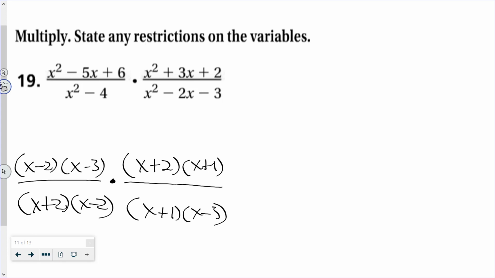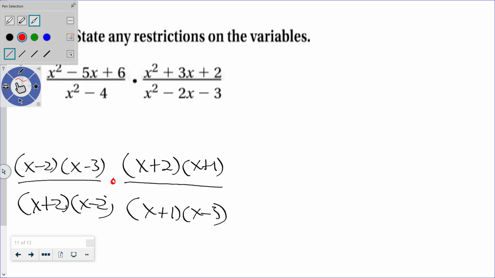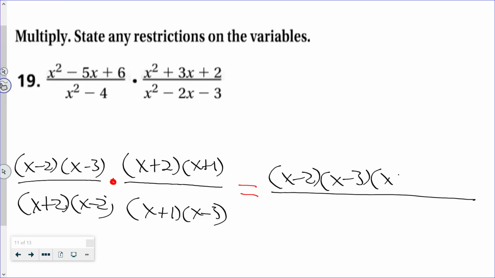Be honest. Do you need to see this done on the board, anyone? You understand how we factored these here? All right. So the first step is to find your factors. After you find the factors, we're multiplying this fraction by this fraction. So the operation is multiplication. So if we multiply these two, all we need to do is take x minus 2 times x minus 3 times x plus 2 times x plus 1, which is just x minus 2, x minus 3 times x plus 2, x plus 1.